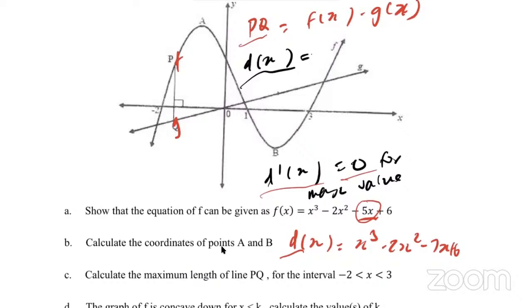Which value? The x value. It was 7/3. 7/3 gives you the maximum length. If you put 7/3 into your second derivative test, the d prime prime of x, what does it give you? Does it give you a positive number or a negative number? It gives me a positive number.